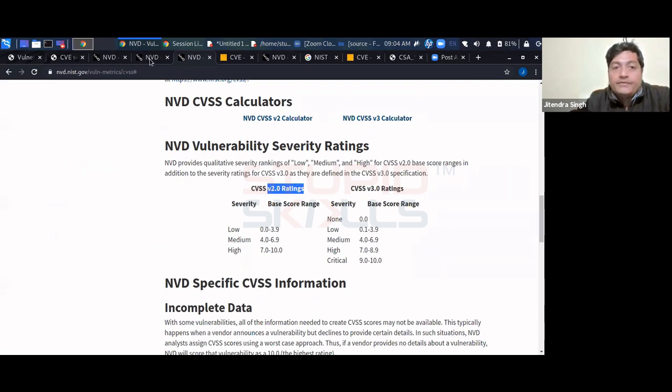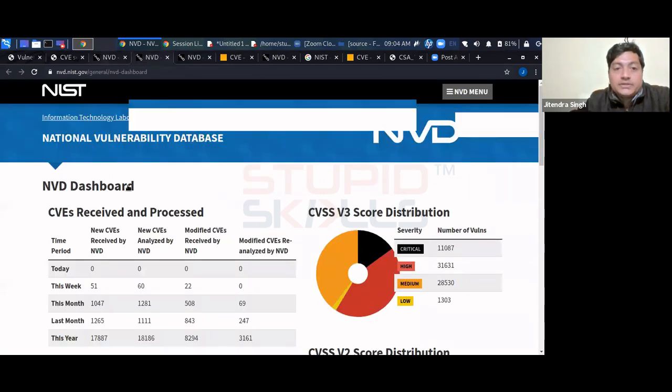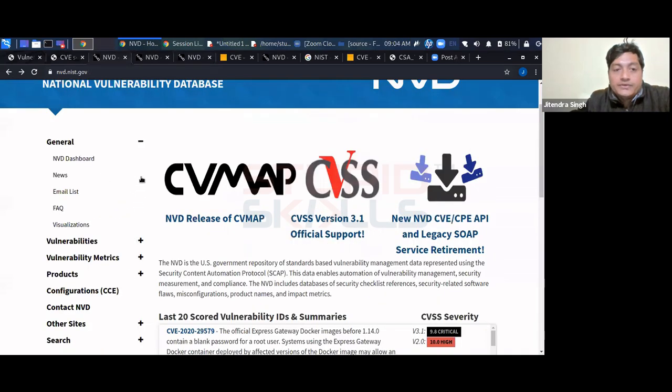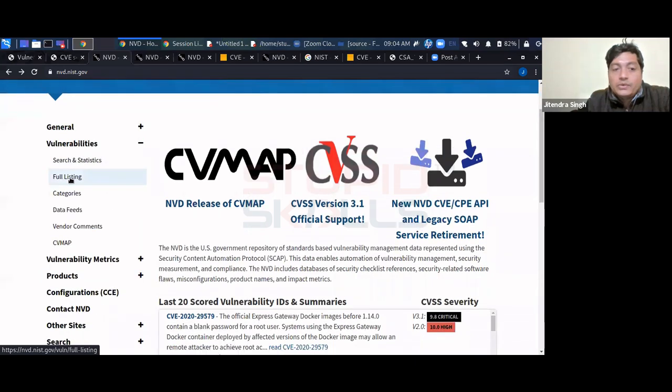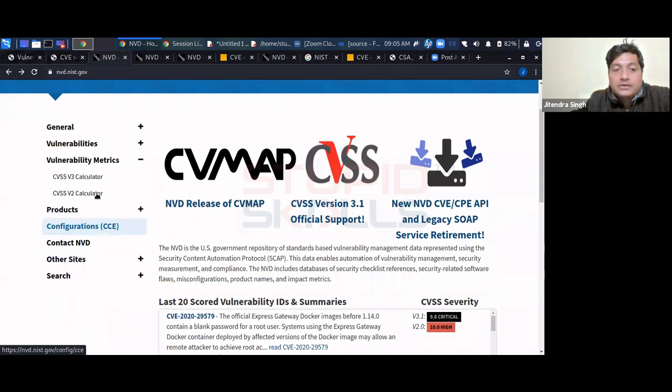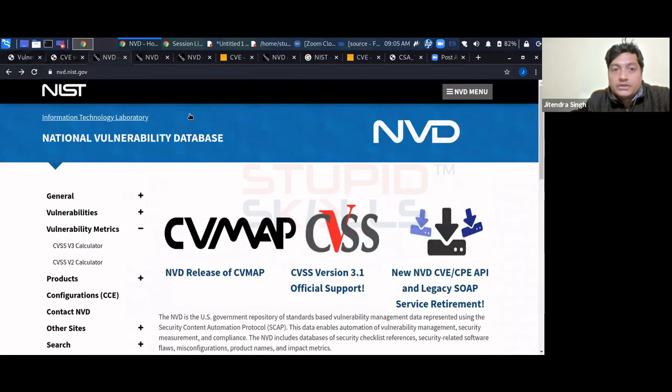And I actually went to this page from the first page of this website. So you can do a search and statistics. You can look at the full listing. Okay, and these are the calculators, like version 3 calculators are there, version 2 calculators are there. So you can have a look.